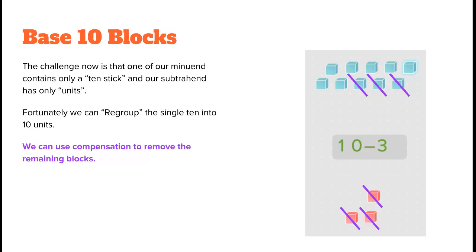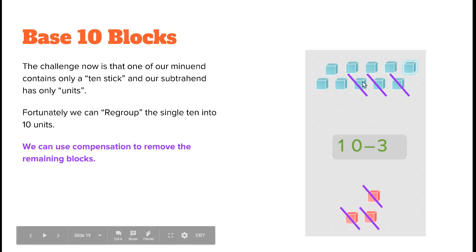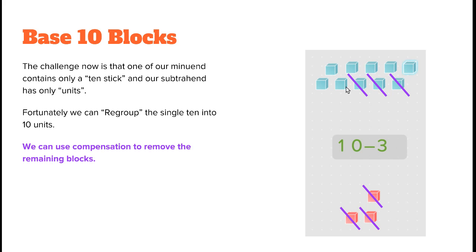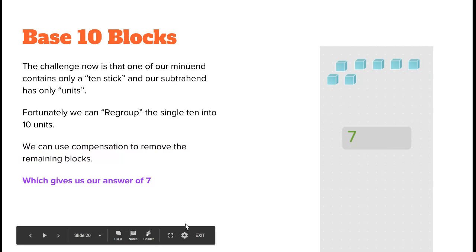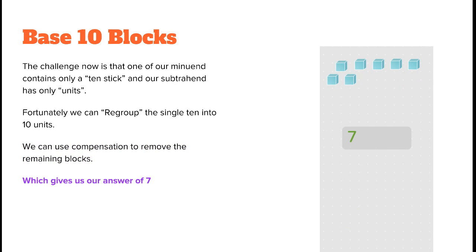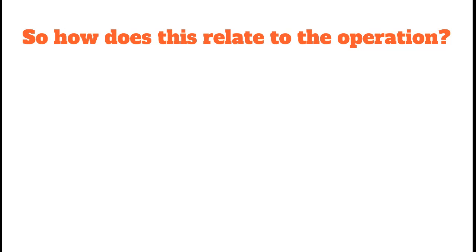And so now that I've removed from both, I can see that my 10 minus 3 is now 0 down here, and 1, 2, 3, 4, 5, 6, 7 up here. There's our answer of 7. Now that might seem overly complicated for what we're doing with simply 12 minus 5, but let's take a look at our 123 minus 45 again.